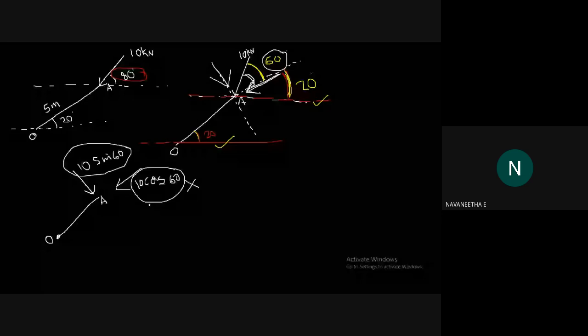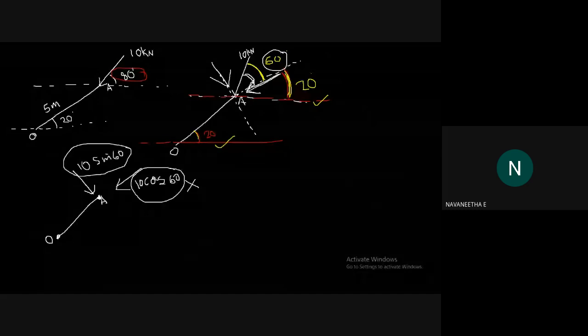Because we need to find the moment, and we know the equation for the moment is the product of force and perpendicular distance. Here there is no perpendicular distance between 10 cos 60 and O. The point of application of 10 cos 60 is A, but if we consider its line of action, it will coincide with the point O. So what is the perpendicular distance? 0. It is coinciding.